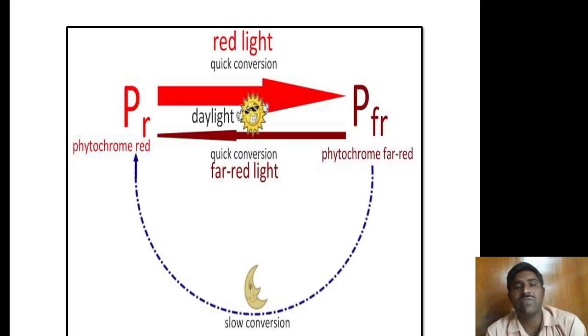Next, we can see the interconversion, and the previous day we discussed the same thing, that PR converts into PFR. Already I told you, red light at 660 nanometers converts PR into PFR. In the same way, PFR absorbs far red light at 730 nanometers and converts to PR. That means interconversion is possible.